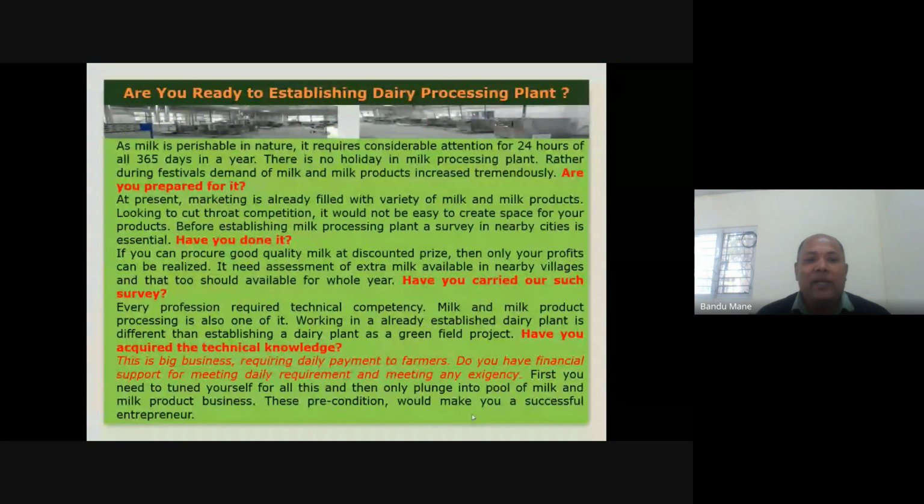And another thing, this is a big business requiring daily payment to the farmers. Do we have financial support for meeting daily requirements or any exigency? Because in the present scenario in the Indian dairy industry, the farmer payment is on a weekly basis, quarterly basis, or monthly basis. So it is a cash business. You will get the cash on a day-to-day basis because it is not a credit business. Milk business is a cash business. When your milk is sold, you will get the money the same day or the next day morning. But you have to be ready for this big financial support before starting the dairy processing plant.